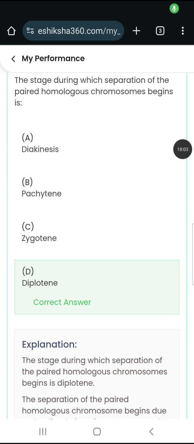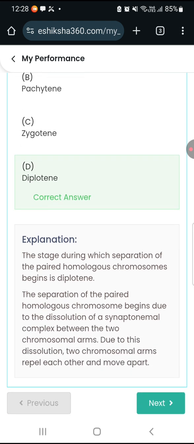The stage during which separation of the pair of homologous chromosomes begins is diplotene. Explanation: the stage during which separation of the paired homologous chromosomes begins is diplotene. The separation begins due to the dissolution of the synaptonemal complex between the two chromosomal arms. Because of this dissolution, the two chromosomal arms repel each other and move apart.